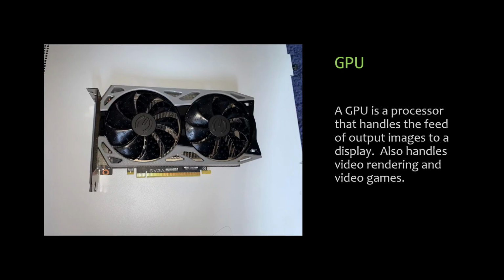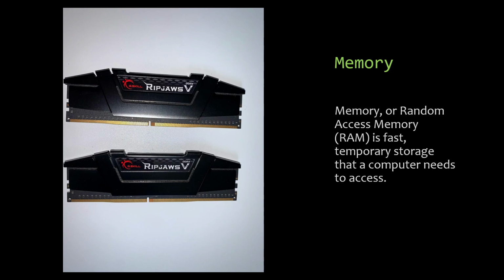The GPU is a graphics card. It is a processor that handles the feed of output images to a display, so it also handles video rendering and video games. So if you're playing any video games or editing any videos through software, you're going to need a good graphics card. Like I said, some CPUs have integrated graphics, so you can get that as well and skip the GPU depending on what you're using your computer for. Memory is RAM, random access memory. It is fast temporary storage that a computer needs to access certain files. So that's what mine looks like. They're normally pretty similar. They're just a stick basically.